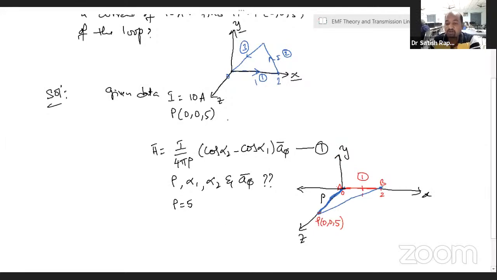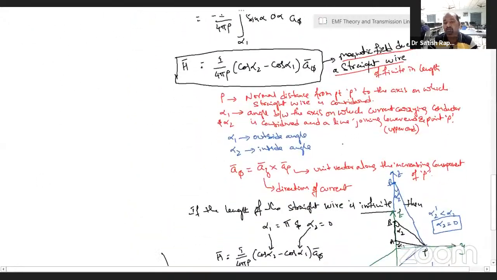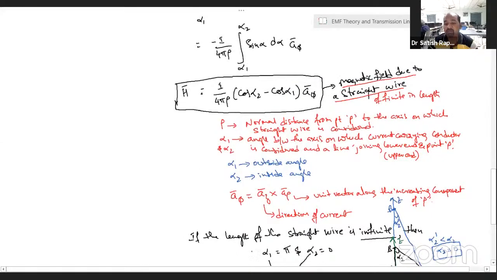Now, alpha 1. You indicate alpha 1 and alpha 2 here. So what is alpha 1? As per the definition which I have given, alpha 1 is the outside angle, alpha 2 is the inside angle, right? And it is the angle between the axis on which the current carrying conductor is considered and a line joining the lower end and point P, right?